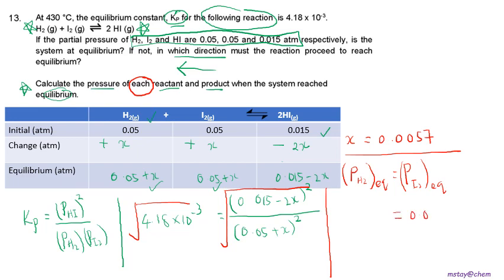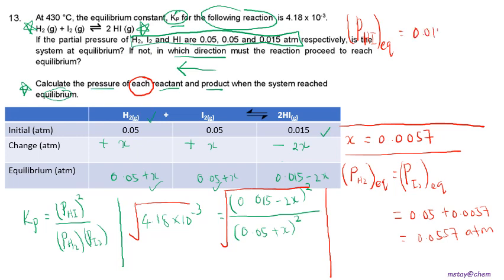So it's 0.05 plus 0.0057, which is equal to 0.0557 atm. While for the other, the partial pressure of HI at equilibrium is equal to 0.015 minus 2x. Substitute the value in, and you will get the final answer at equilibrium of 0.036 atm.